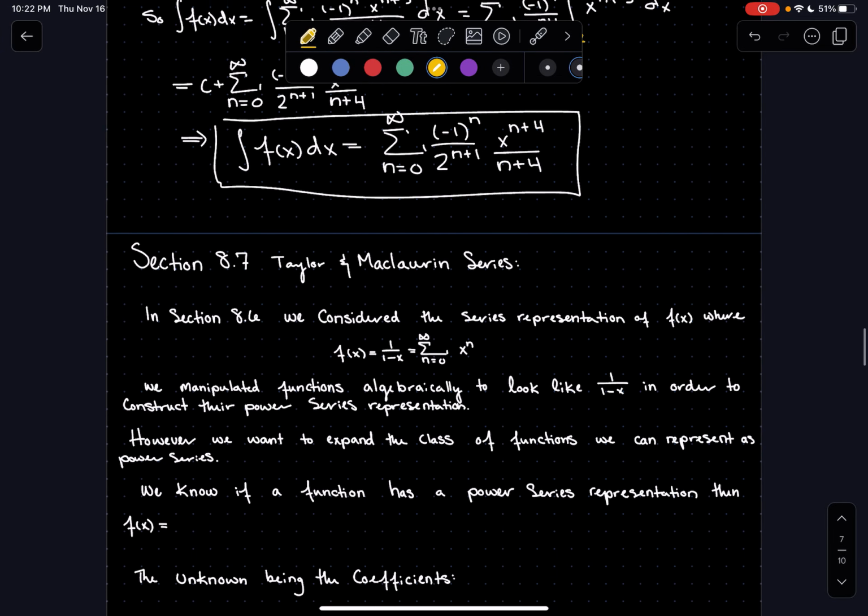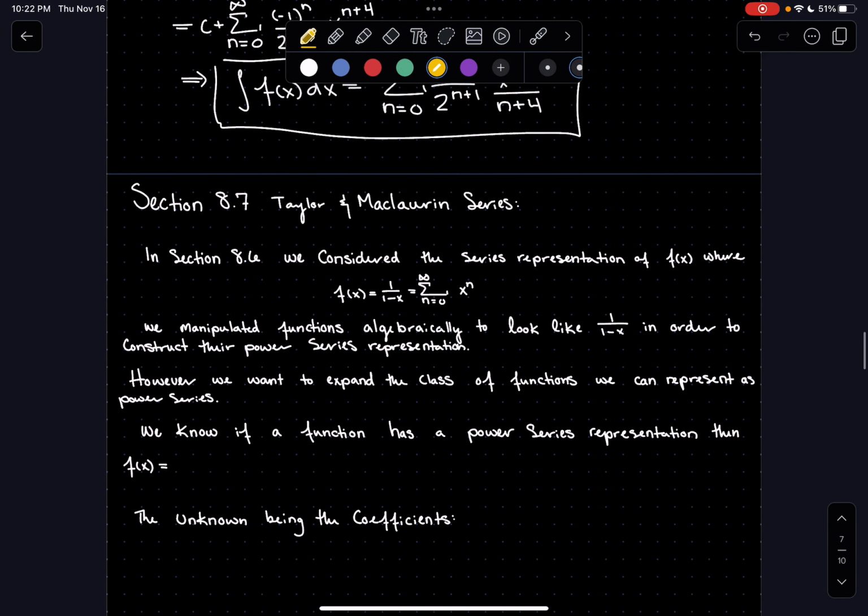Okay, so with that, we're going to move on to our last section, which is Taylor series and Maclaurin series, right? So in 8.6, we considered the series representation of functions where the function was of the form like 1 over 1 minus something, right? And that can be represented as this power series here.